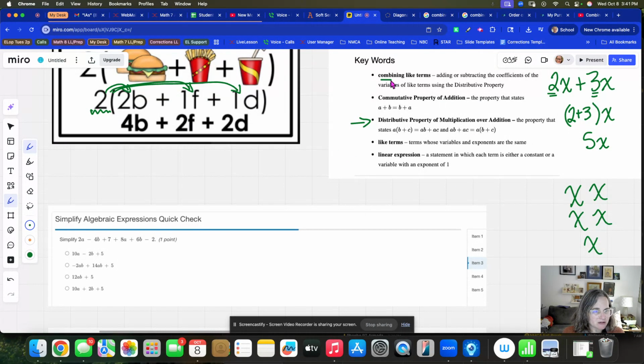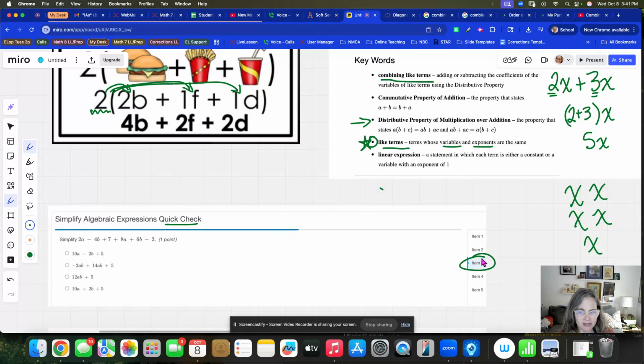The definition of a like term down here: terms whose variables and exponents are the same. Okay, that's really, really important. Make sure you have that written down. All right, let's do a problem here. This one is from your quick check.